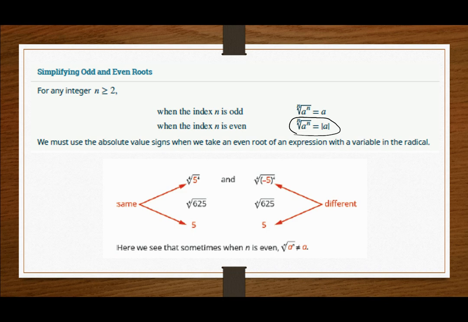For instance, the fourth root of 5 to the fourth simplifies to just give me the original base, 5. Notice that the fourth root of negative 5 to the fourth power gives me the same answer, even if the original expressions are different. And so we actually still end up with the absolute value, in this case, of our number.